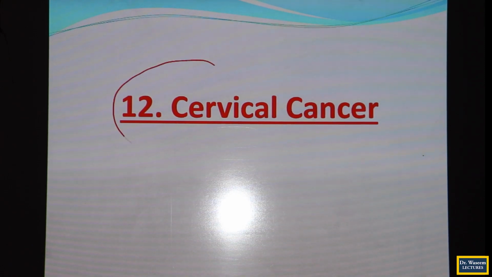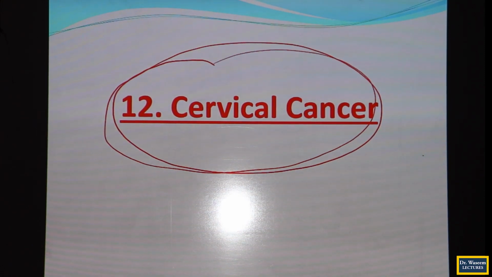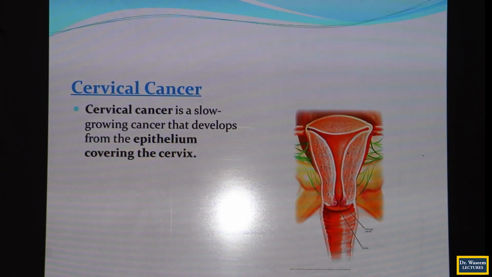Then another very important condition is cervical cancer, cervical carcinoma, CA cervix. Cervical cancer is a slow growing cancer that develops from the epithelium covering the cervix. We have already told you that the part of the cervix that goes into the vagina, the vaginal part, is called the ectocervix, and above that the supravaginal part is called the endocervix. Usually it occurs at the transformation zone, because the ectocervix has stratified squamous epithelium, and the endocervix has simple columnar epithelium. Right at the junction there is a transformation, and in the transformation zone usually the cervical cancer takes place.